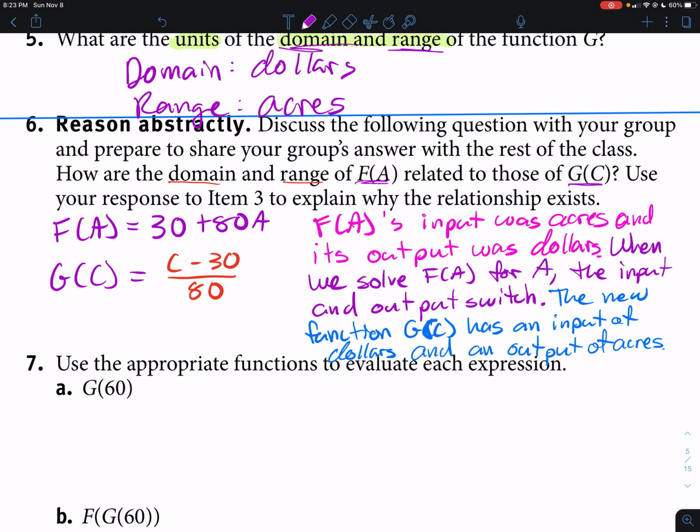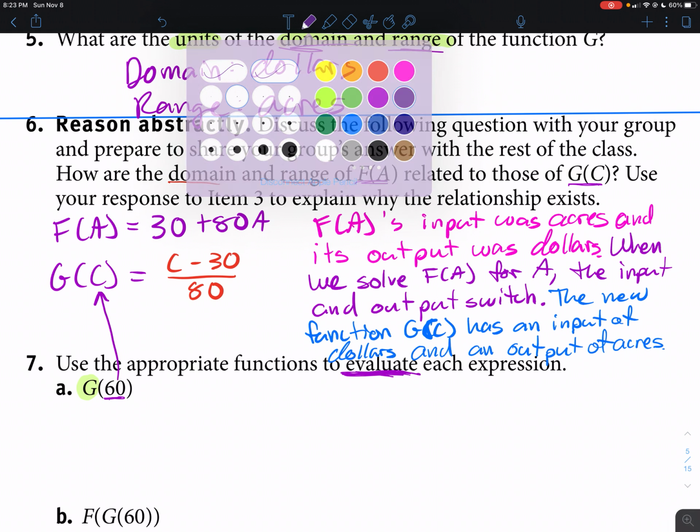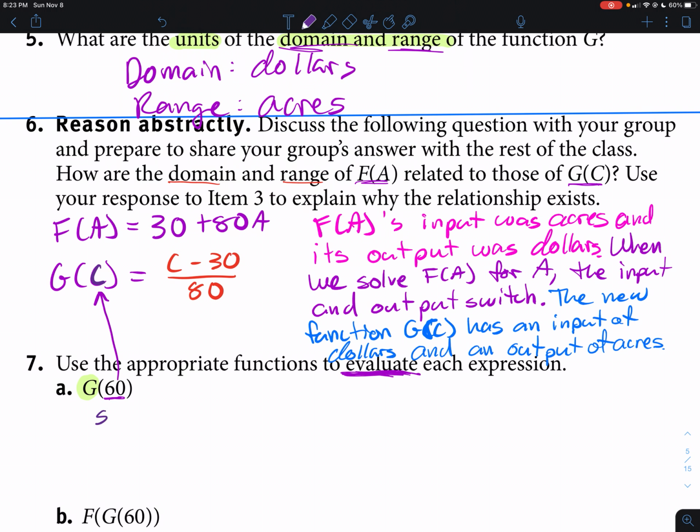So moving on to 7 here, use the appropriate functions to evaluate each expression. That means our answer will be a number. Also, you can tell since there's a number in the parentheses that our answer will be a number. On this first one, we're using function g. It says g of 60. So we're going to take that 60 and plug it in here. Since our input on that one is the cost, this is $60. So g of 60 equals 60 minus 30 over 80.